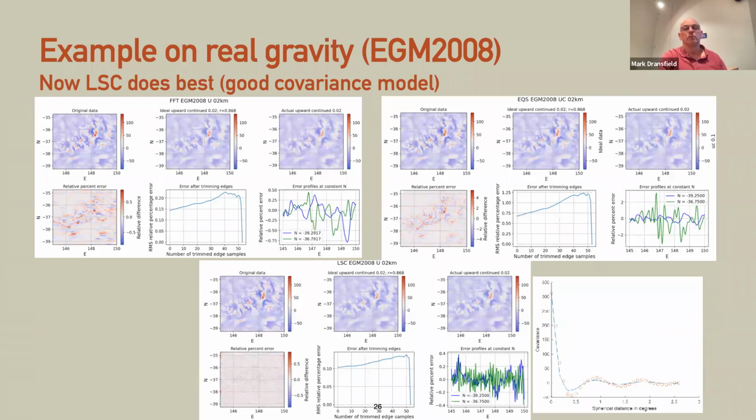Interestingly, if you look at the relative percent errors, which is the bottom left image in each panel, you can see that the relative percent error, the difference between least squares prediction and the truth, is pretty much random noise. Whereas in the equivalent source solution and in the FFT solution, there's clearly been signal lost in their efforts to reproduce the data.